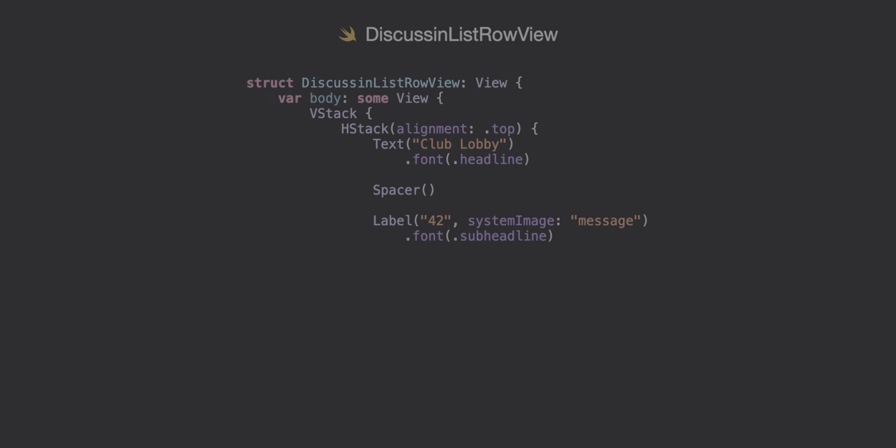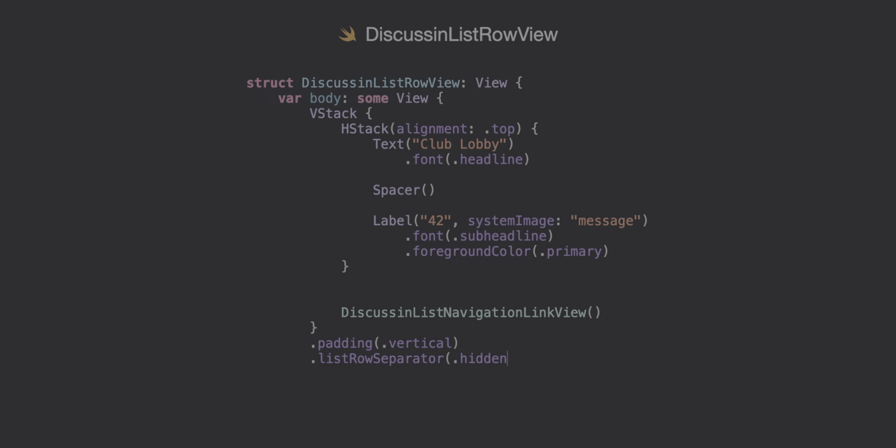So this is just easier than doing an HStack and adding an image and a label together. We'll add a foreground color of primary, start closing off our HStack, and then add the discussion list navigation link, which we'll create shortly. Then we'll add some vertical padding and hide the separator rows, which I think just makes this particular list look a little cleaner.